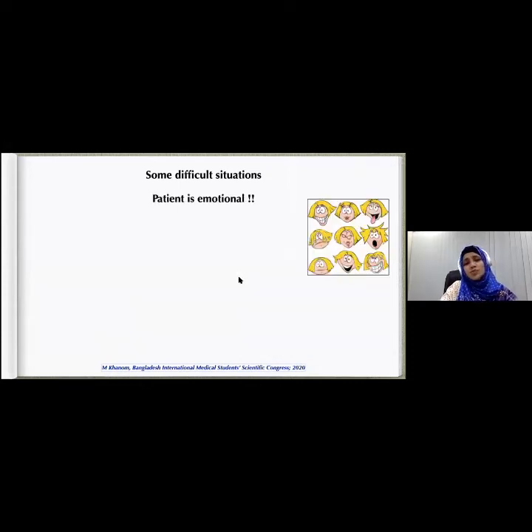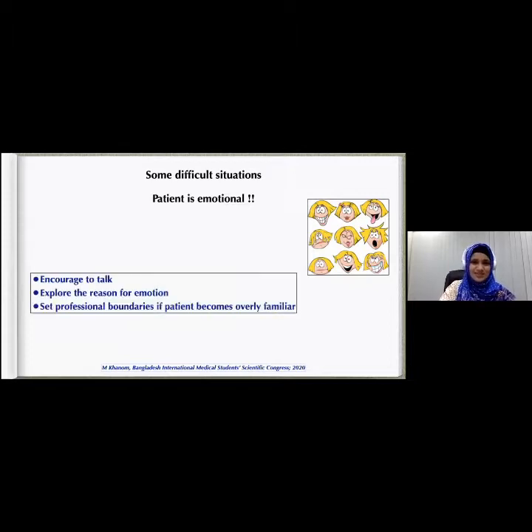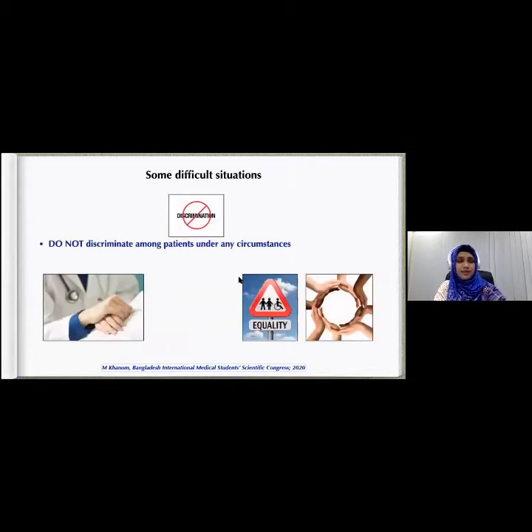Patient is too much emotional. What can we do? That is another difficult situation. Encourage the patient to talk, explore the reason for emotion, and set professional boundaries. Yes, you must set professional boundaries if the patient becomes overly familiar. There must always be a professional barrier. Under any circumstances, no discrimination is allowed, so you should not discriminate among the patients under any conditions.